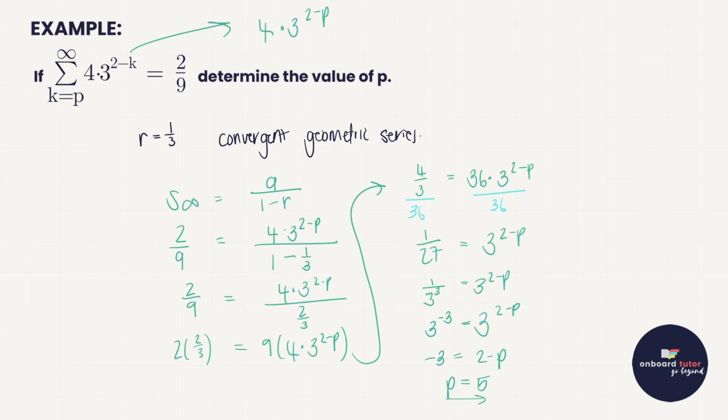So what we needed to do was simply apply the fact that we knew the r value, we knew that it was a convergent geometric series, so we could work out the sum to infinity. We then substituted in the p so that we could have an a value, and then it became an exponential equation to solve.